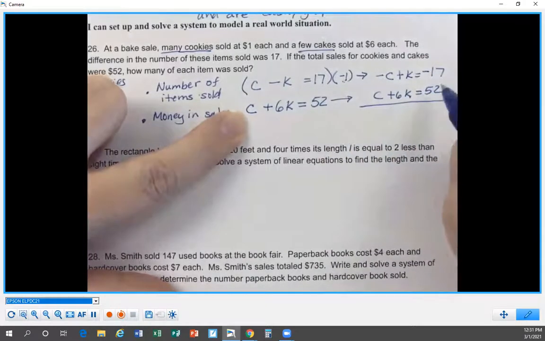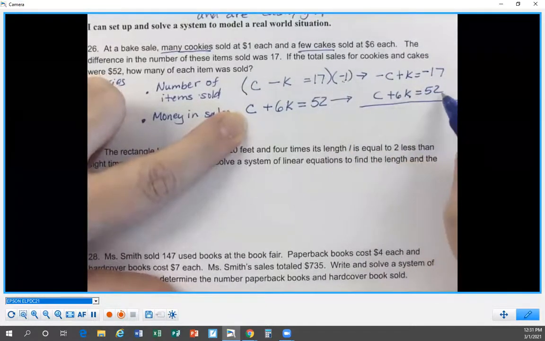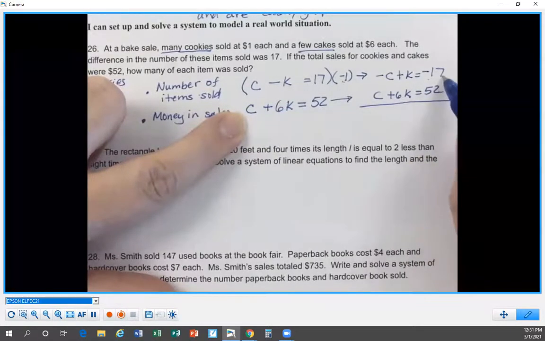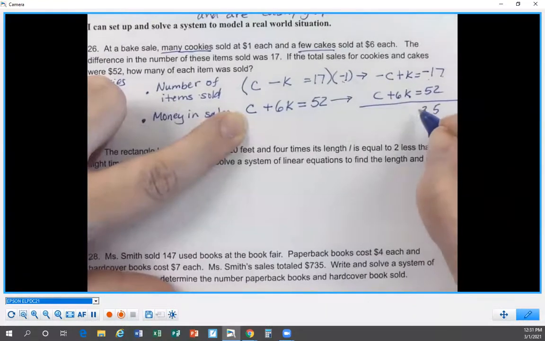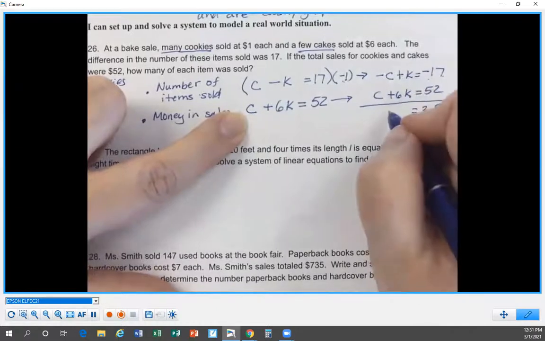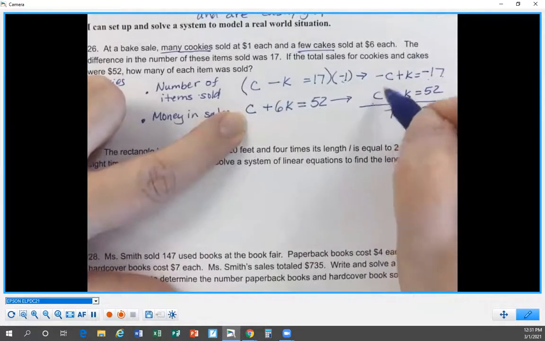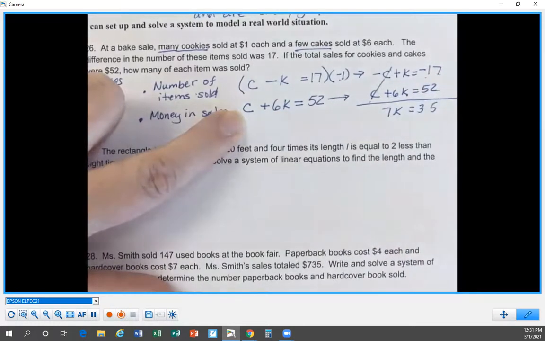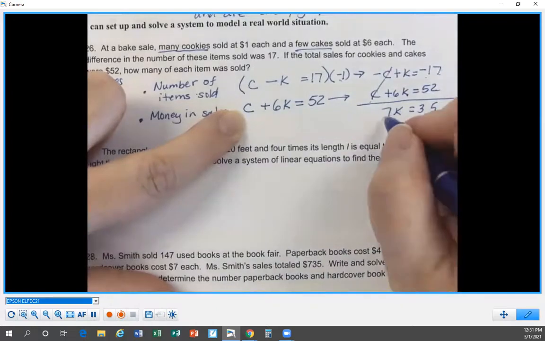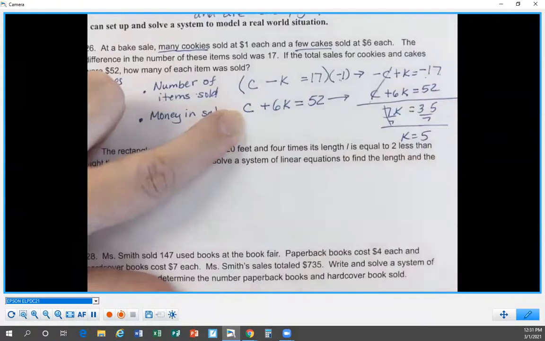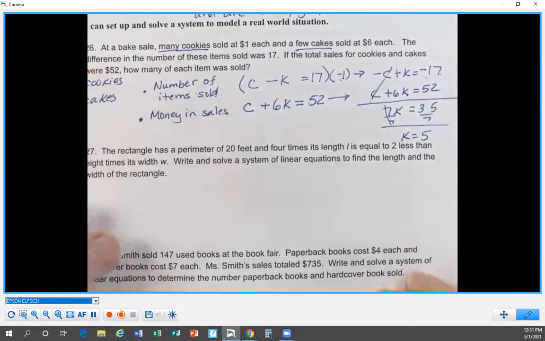Okay, so C plus 6K equals 52. Then we have, so 52 minus 17 is going to be 35. K plus 6K is 7K. And the -C plus C, these cancel out. So we have 7K equals 35. Divide each side by 7. We get K equals 5. So we know we sold 5 cakes.